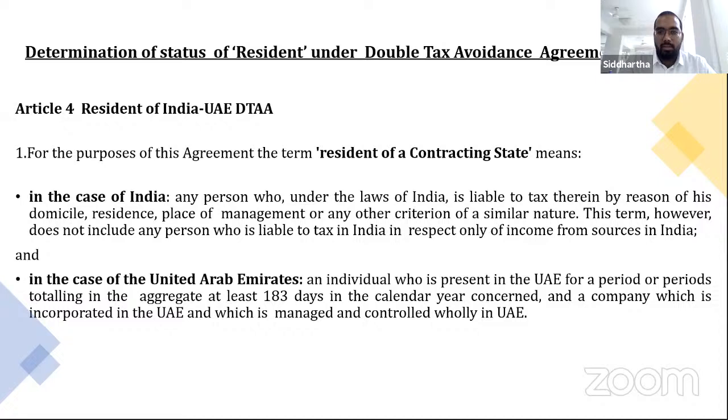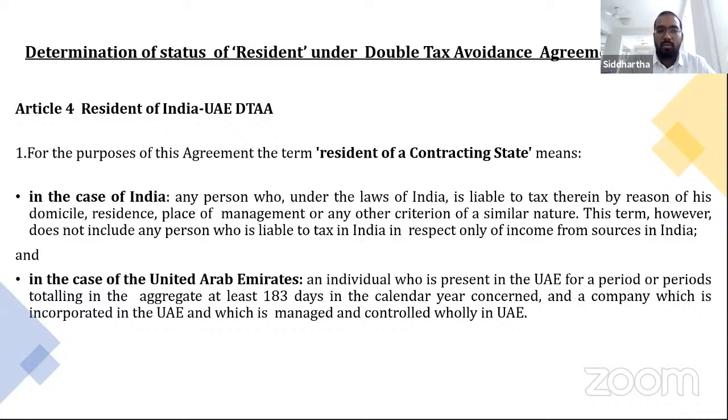As in, it uses the word contracting state instead of country or any other thing. It uses the word contracting state. So for the purpose of this agreement, the term resident of a contracting state means, in case of India, any person under the law of India who is liable to tax therein by reason of his domicile, residence, place of management, or any other criteria of similar nature.